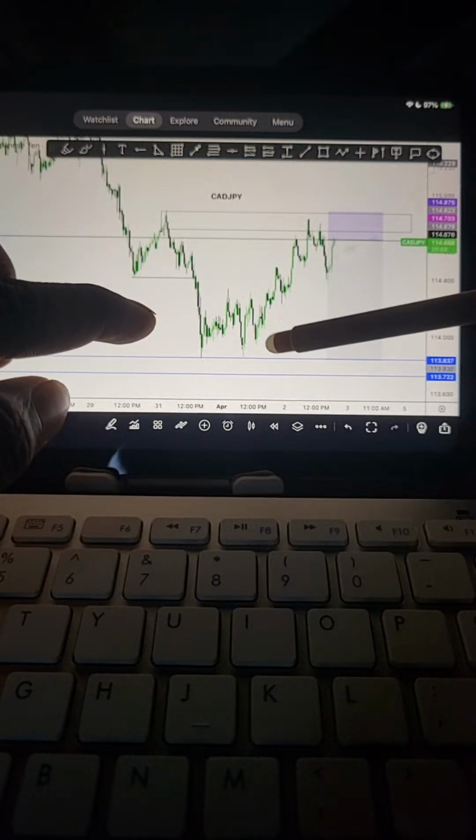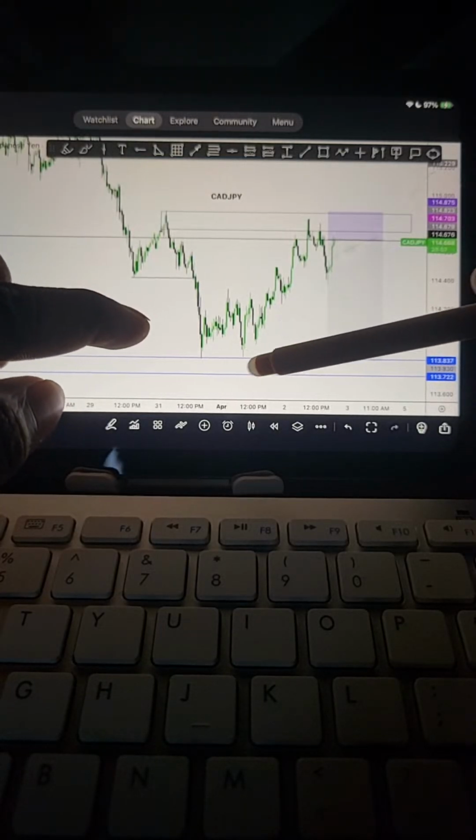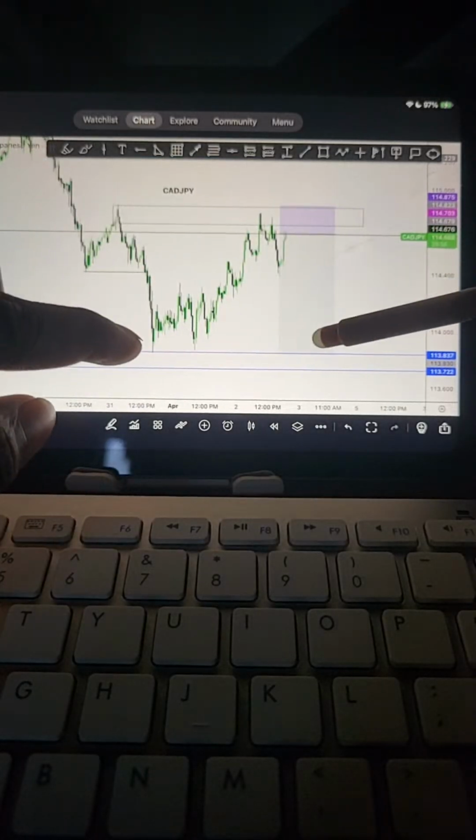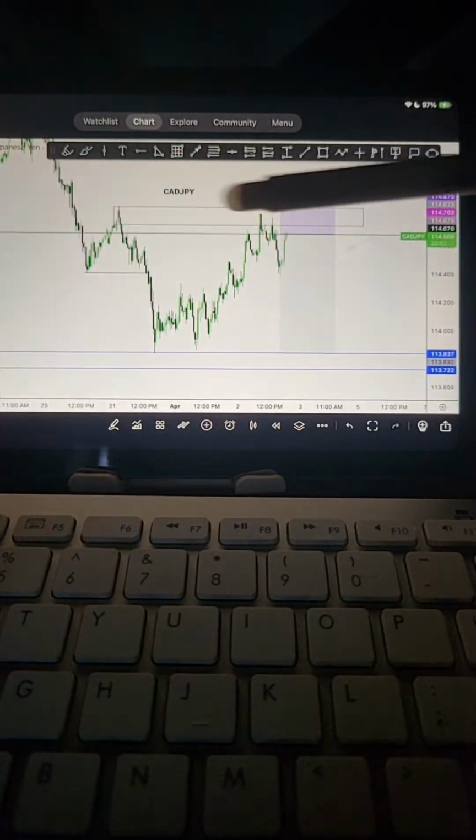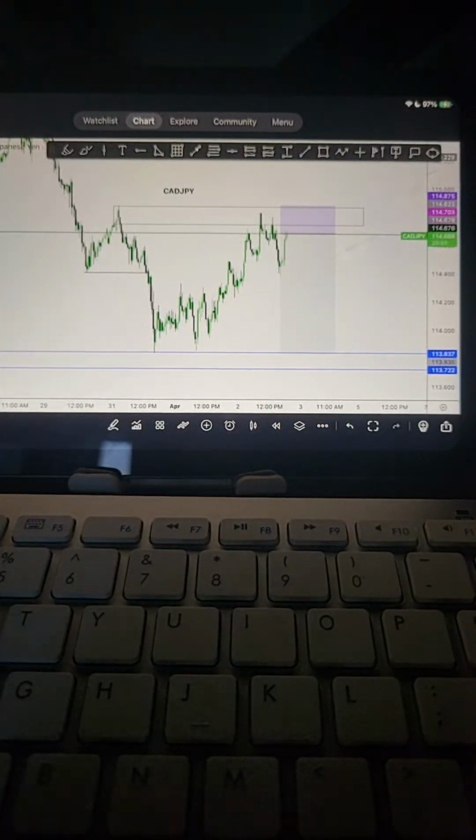I will not always wait for price to come and take out this low, because most of the time price might get here and start to reverse against you. So always know when to exit the trade.